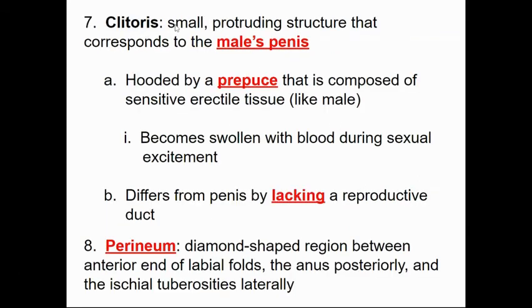The clitoris is analogous to the end of the male's penis. So the glans penis, or that end of the penis, was covered in a foreskin or prepuce. Well, the clitoris is as well. It also can become engorged with blood and become erect. And it differs, though, from the penis, because in the penis, it has a reproductive duct in it. In other words, the urethra for the male tunnels through the penis. There's nothing like that for the clitoris. The only thing it has in common with it would be the nerve endings.